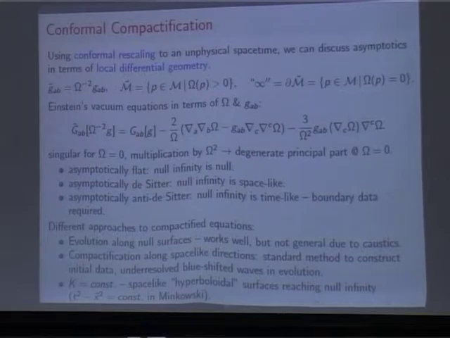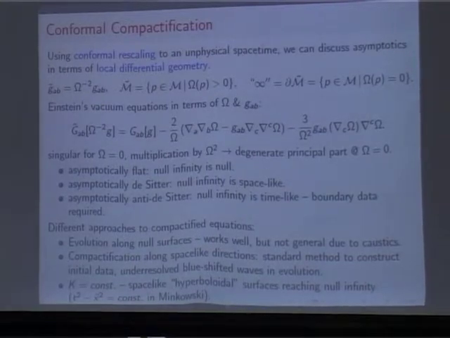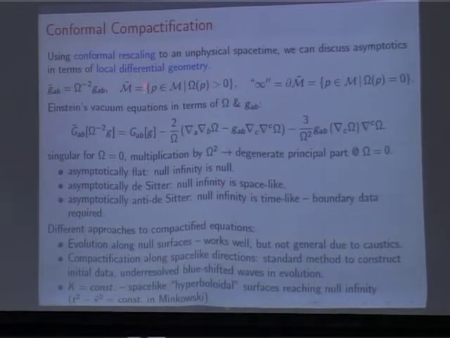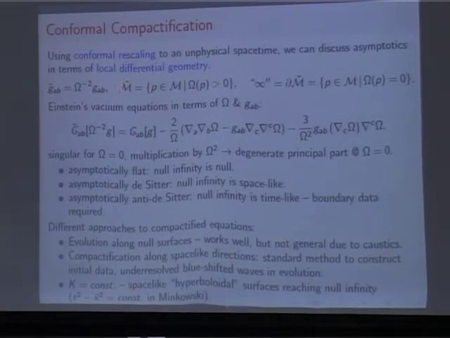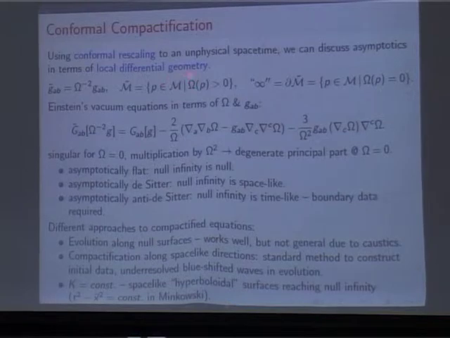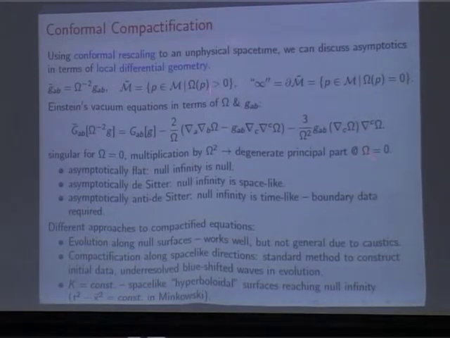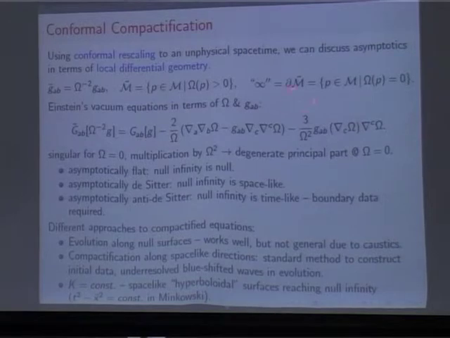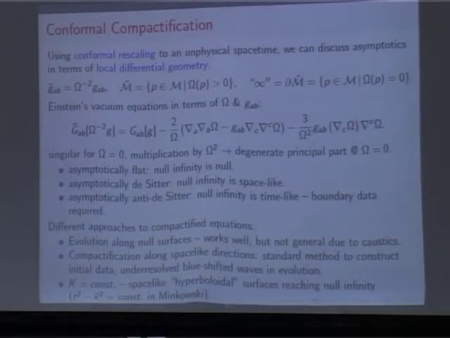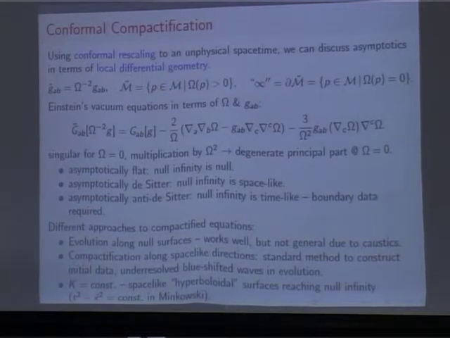Then we can define the physical manifold, which I call M tilde. This is all those points in this artificial manifold M such that the conformal factor is positive, so non-zero. This is like the interior. And then infinity is the boundary, exactly those points where the conformal factor is 0. Okay, those are some definitions.